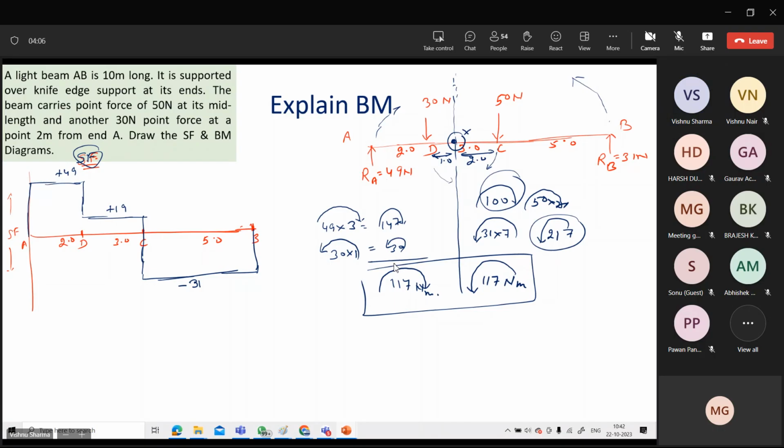Sorry, I have a doubt, sir. How come we subtracted 217 from 100, sir? Because 100 is clockwise, 217 is anti-clockwise. The resultant will be anti-clockwise 117. Yes or no? Right, sir. 217 is anti-clockwise, 100 is clockwise. So what will be the resultant of the two? 117, and that will be anti-clockwise, because 217 is more, right? Right, sir. Okay.